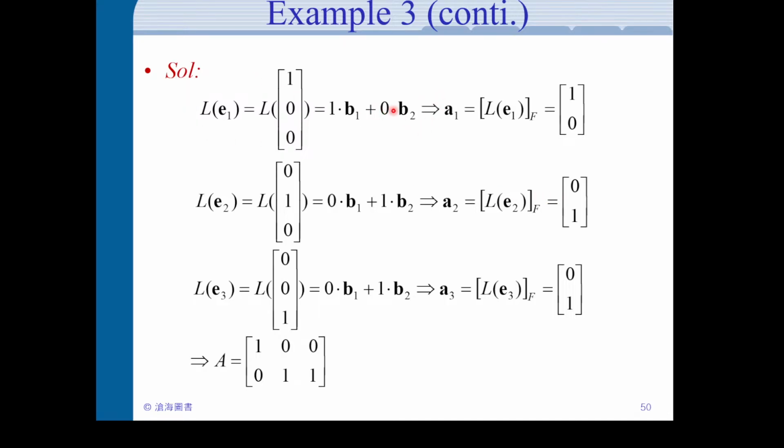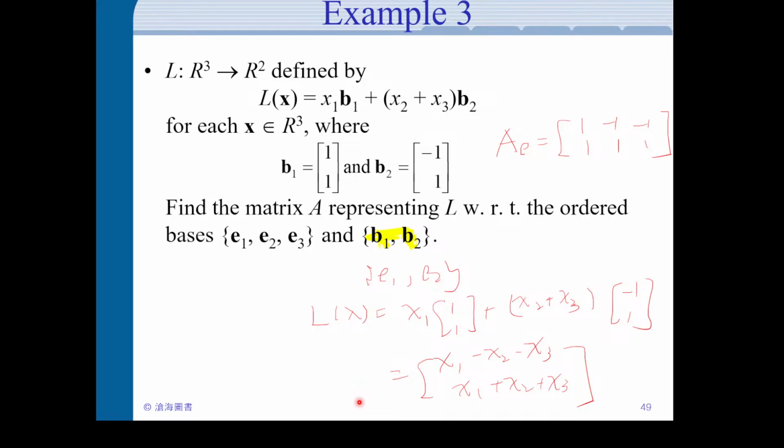So the coordinate with respect to F is already (1, 0), (0, 1), and (0, 1). So A is the matrix with rows 1, 0, 0, 1, 0, 1. This is an easy example. I guess here we have a more complicated calculation. If you want to calculate with respect to e1 and e2, then you can multiply everything out. L of x is equal to this thing, and A sub E is equal to this different matrix here. Any question?